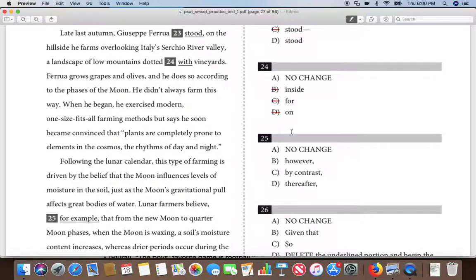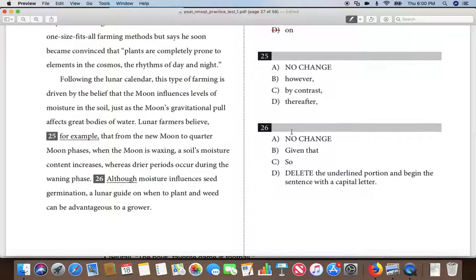Following the lunar calendar, this type of farming is driven by the belief that the moon influences levels of moisture in the soil, just as the moon's gravitational pull affects great bodies of water. Lunar farmers believe, for example, that from the new moon to quarter moon phases, when the moon is waxing, a soil's moisture content increases, whereas drier periods occur during the waning phase.